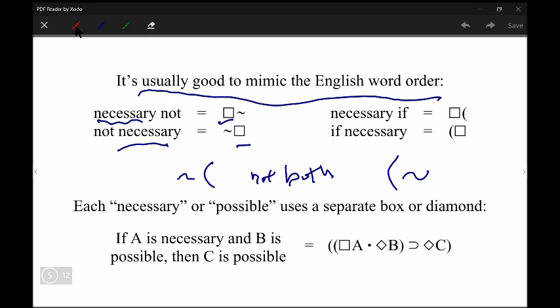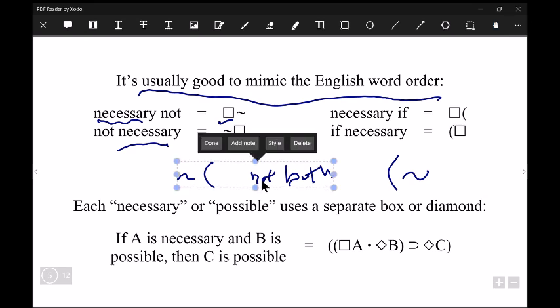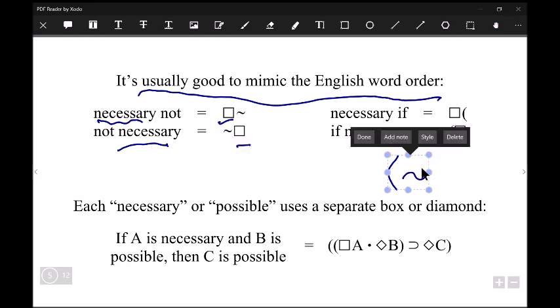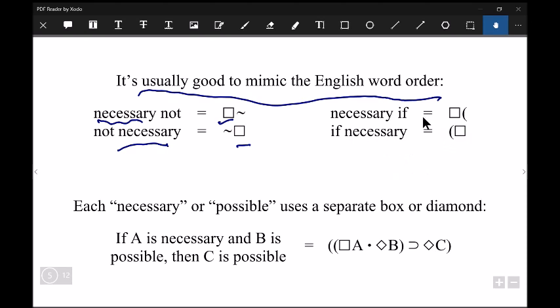So, another nice rule is: each necessary or possible uses a separate box or diamond. So if you say, if A is necessary, box, if necessary, A, and B is possible, diamond. If A is necessary and B is possible, then C is possible.